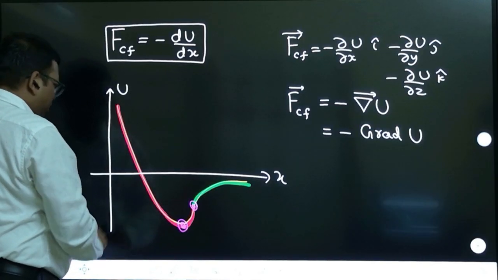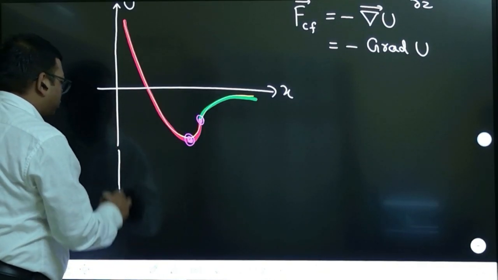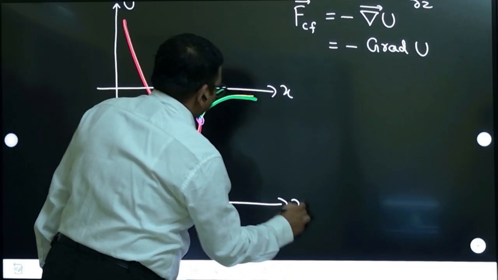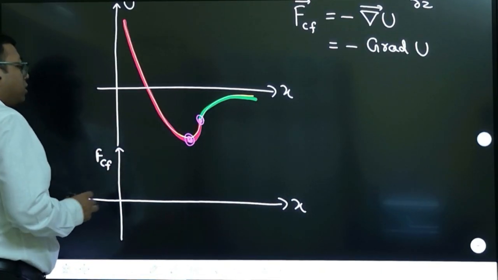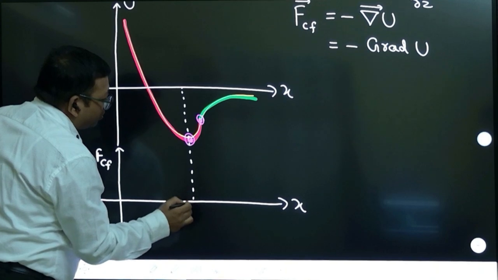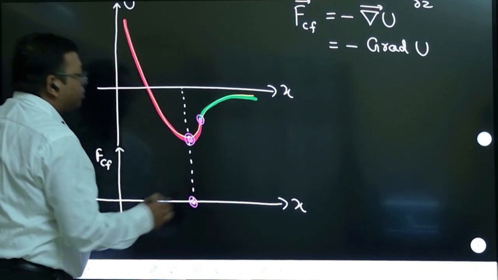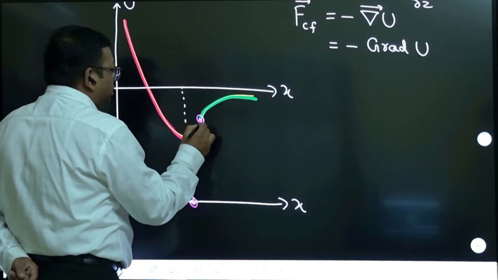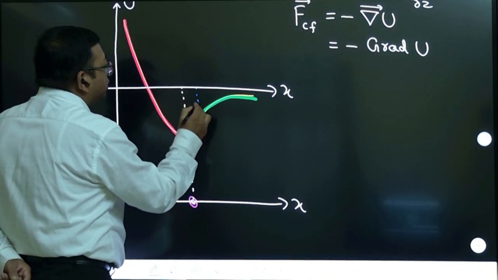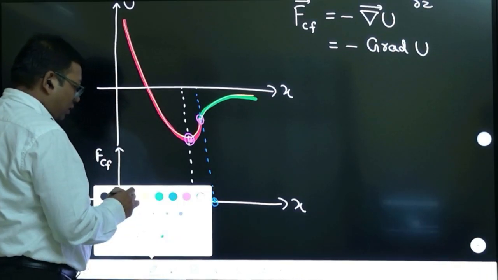Now I want to draw the graph of force. Let us try to draw the force versus x graph, where force means the same conservative force. We already know that at this point where the potential energy is minimum, force has to be 0. And at this other point the shape of the graph changes. What does that mean at this point? Let us try to understand that.